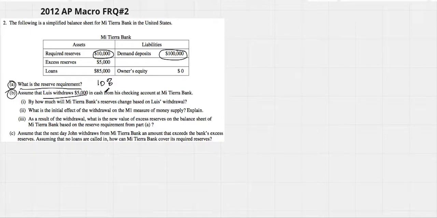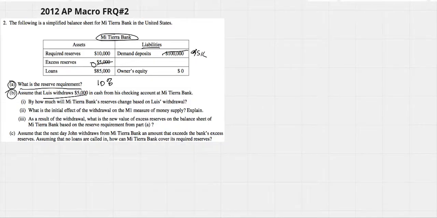Assume that Louis withdraws 5,000 in cash from his checking account at Mi Tierra Bank. If he takes out $5,000, immediately that money has to be paid out to Louis, and that money can only come from excess reserves. So excess reserves drop down to zero. He also took $5,000 out, so the bank does not owe it to him anymore. It's not a liability, so this 100,000 will drop down to 95,000.